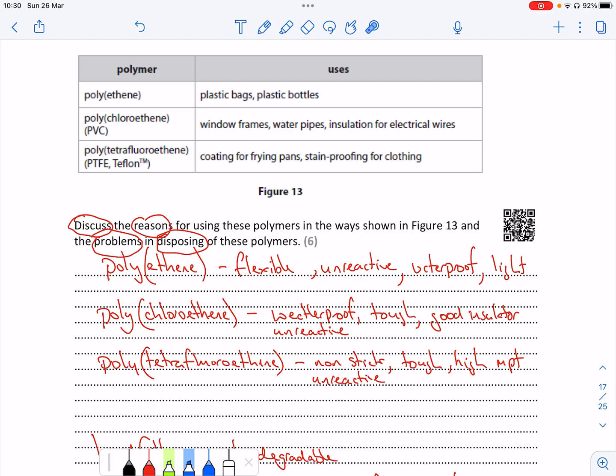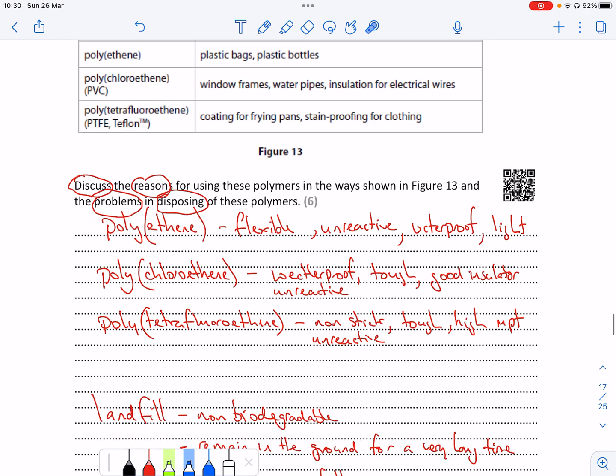Polychloroethene, this is window frames, water pipes. So it's got to be weatherproof, they're going to be outside, and it's got to be quite tough and hard wearing. It's a good insulator if we use it for electrical cables, and it is unreactive. Remember, unreactive, inert, the same thing.